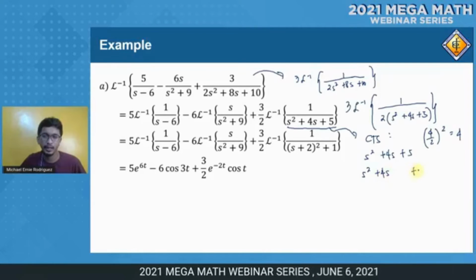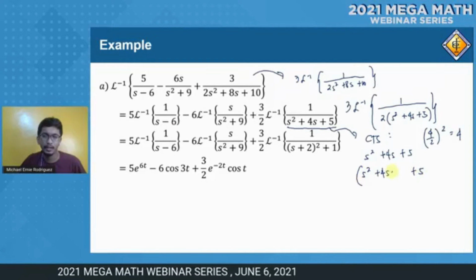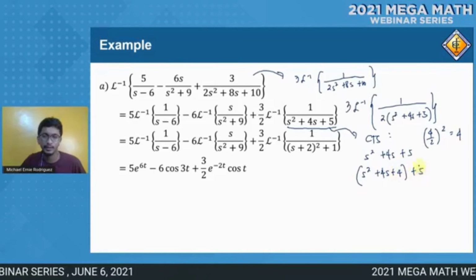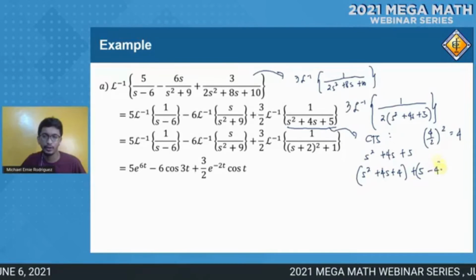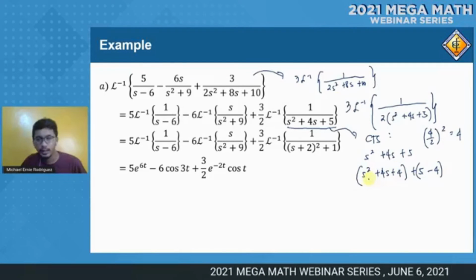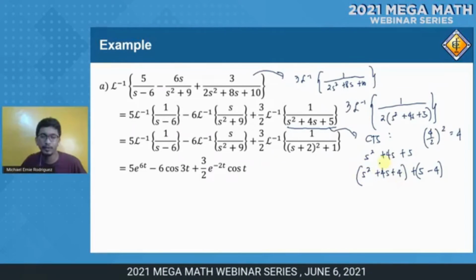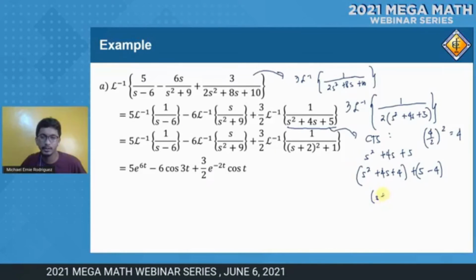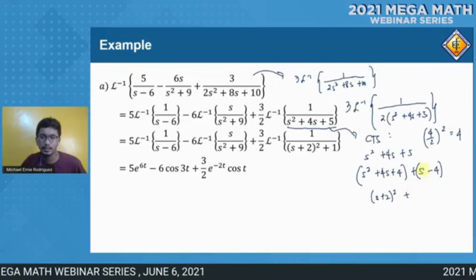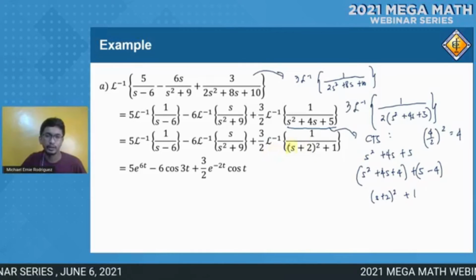So, yung 5 dito nilagay. And then, dito is 4, di ba? So, plus 4. And then, sa kabila, minus 4. And then, we apply, since this is a perfect square, so that is s plus 2 squared plus 5 minus 4 is 1. So, ito na yon.